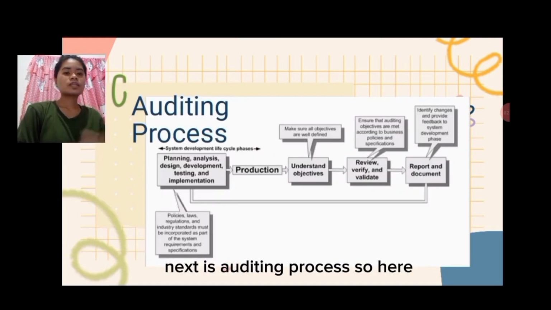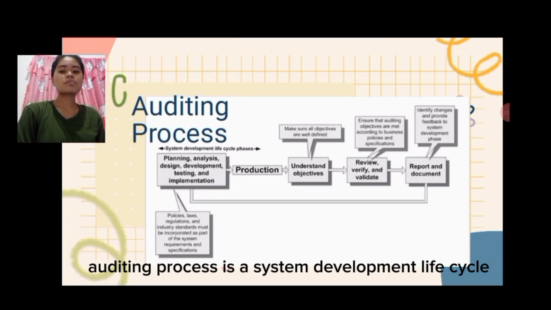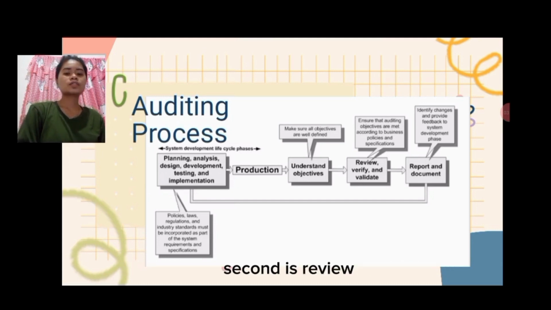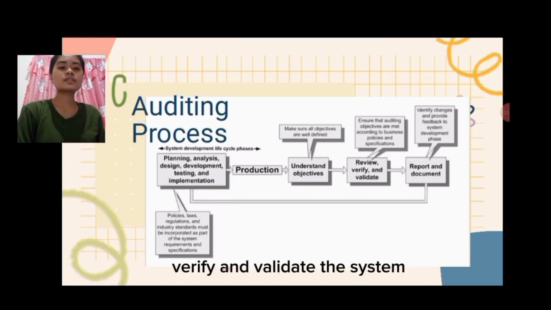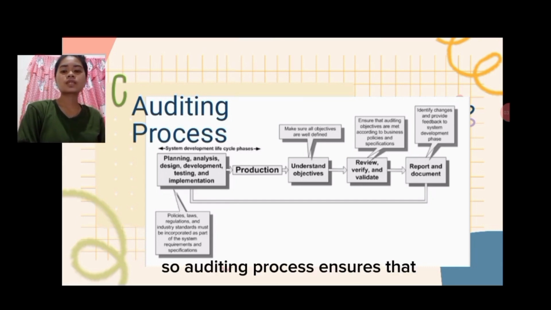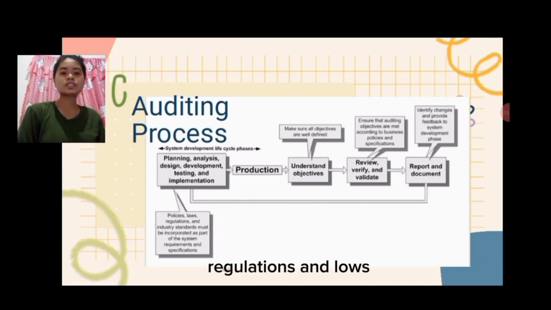Next is the auditing process. So here, the auditing process is a system development life cycle. So in the auditing process, first, understand the objective. Second is review, verify, and validate the system, and then document the results. So the auditing process ensures that the system is working and complies with the policies, regulations, and laws.